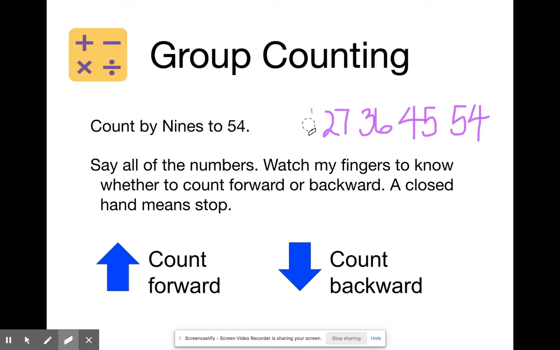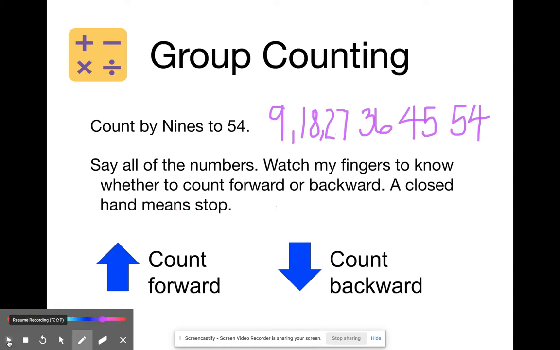Let's see if we can do the first two. Starting with 9, everybody. 9, 18, 27, 36, 45, 54. See if we can do the first three. Starting with 9, everybody. 9, 18, 27, 36, 45, 54.